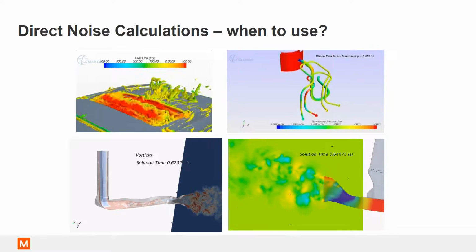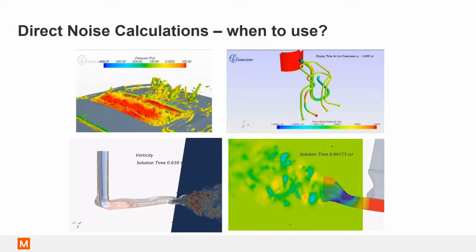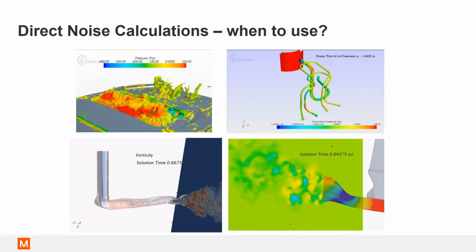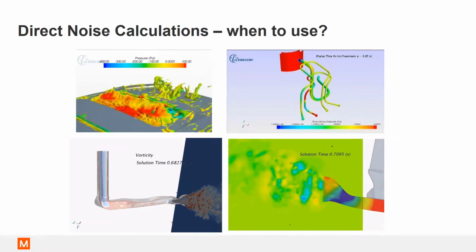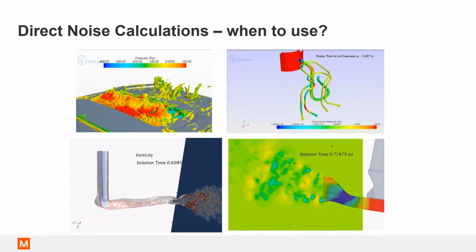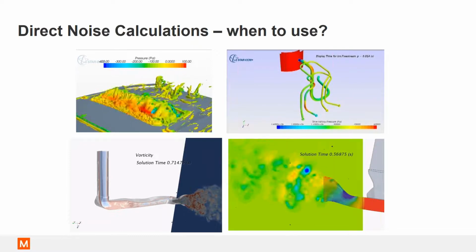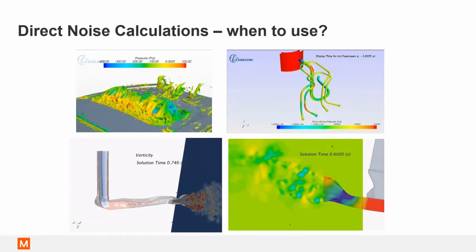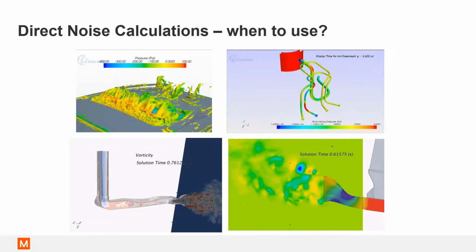Hence, we have the other method to resolve acoustics, especially when we want to resolve acoustics in the far field. Imagine if you were to resolve these acoustic pressures in the far field, it would just be too computationally expensive. So one way to resolve far field noise is using hybrid methods.